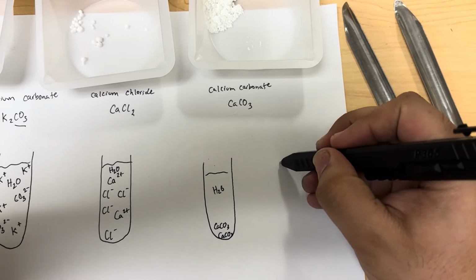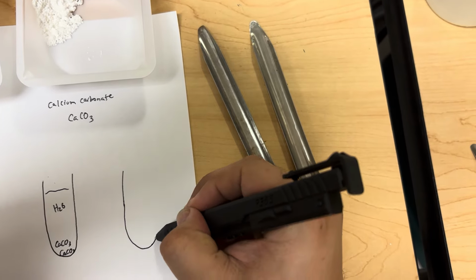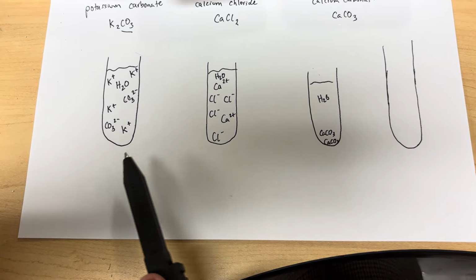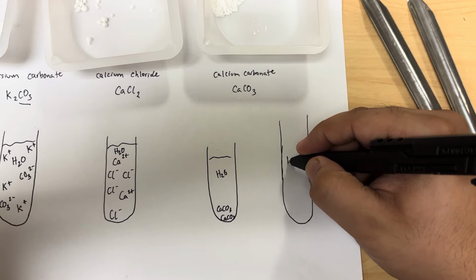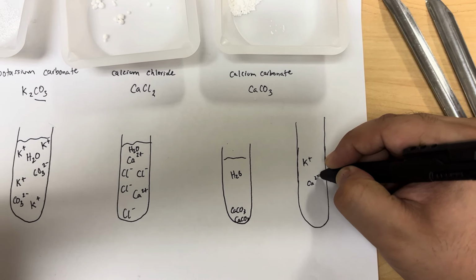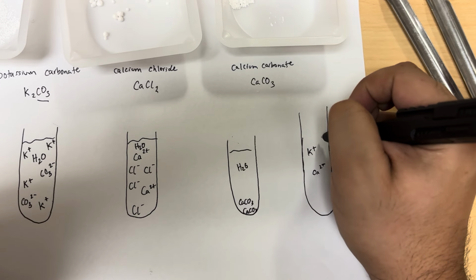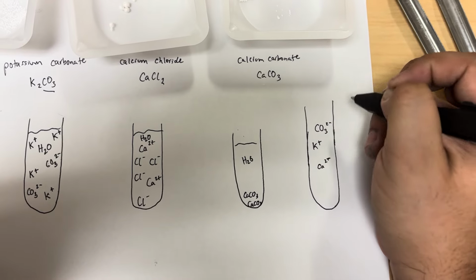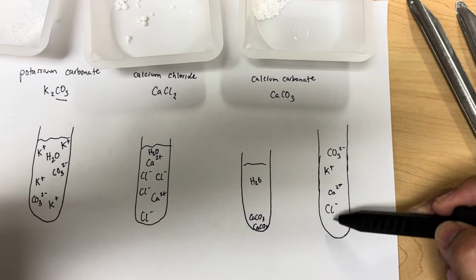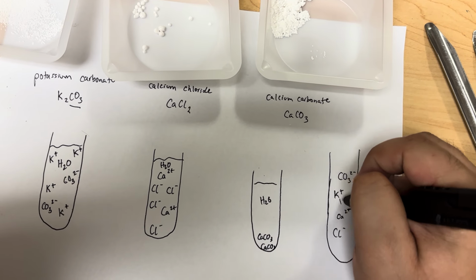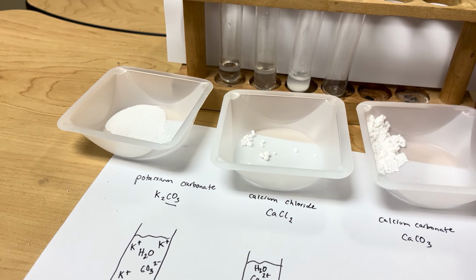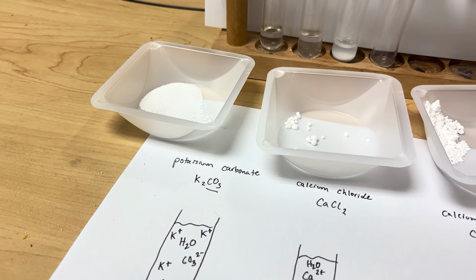And in this fourth test tube, I'm going to combine the contents of these two test tubes. So I will have floating around potassium ions and calcium ions and carbonate ions and chloride ions. So I'll have 2 different positive ions and 2 different negative ions, floating around in water. So let's see what happens when I combine those 2 solutions in here.